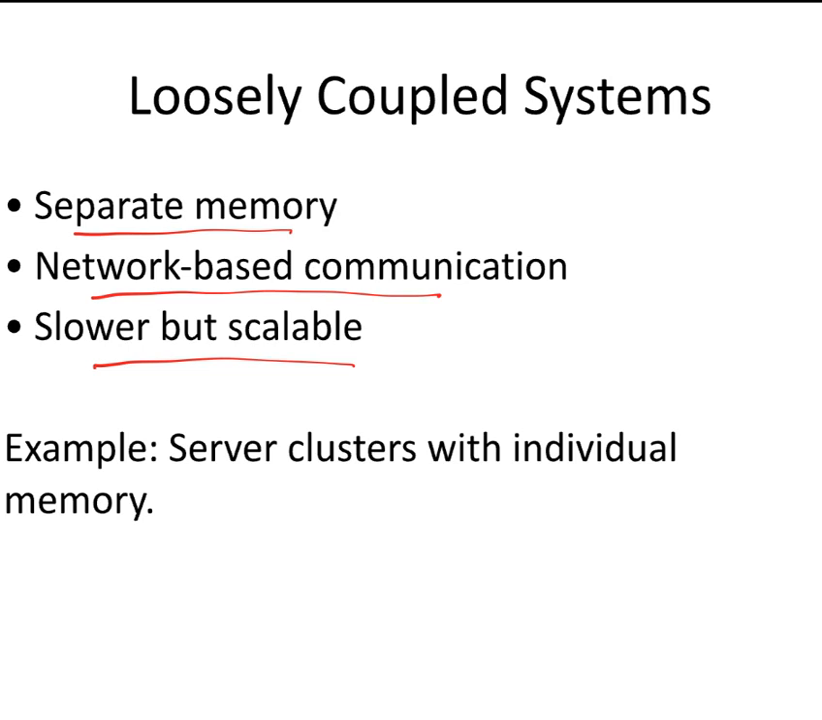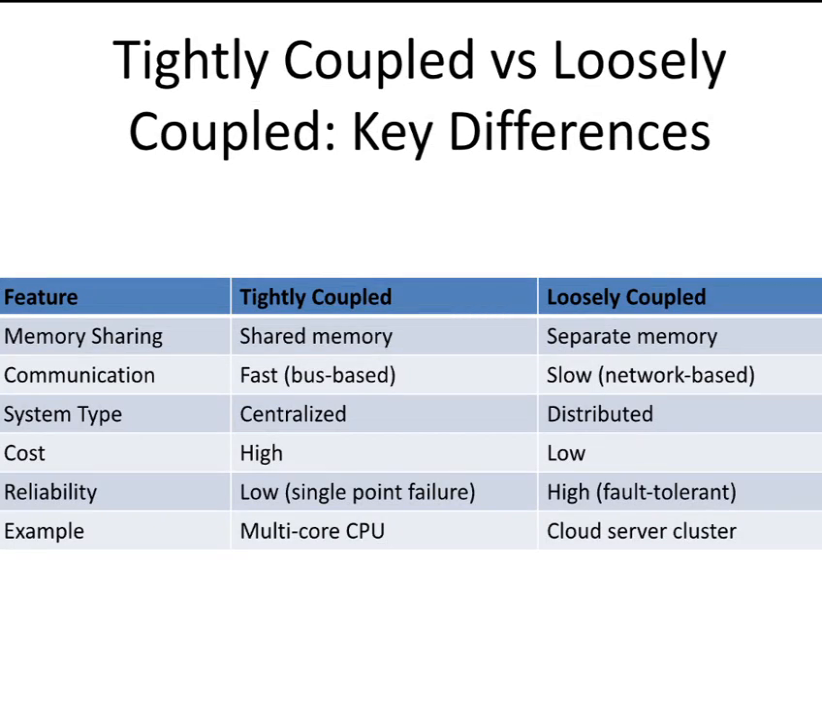For example, a server farm or a cloud infrastructure like Google Cloud or AWS, where multiple machines work together and each machine has its own memory. Now let us see the key differences between tightly coupled and loosely coupled systems. So here is a quick comparison.